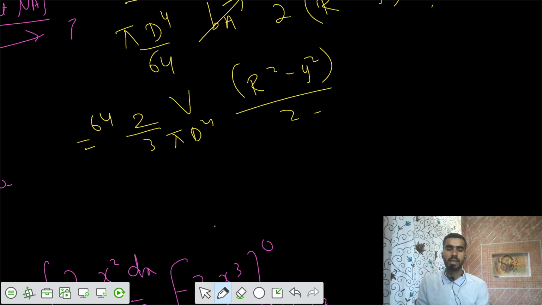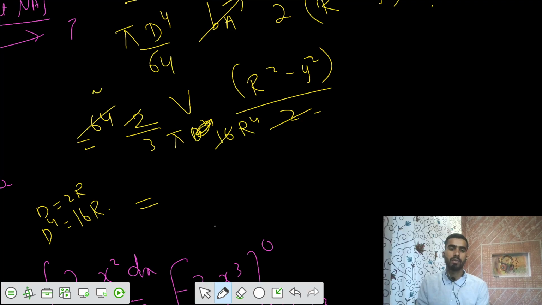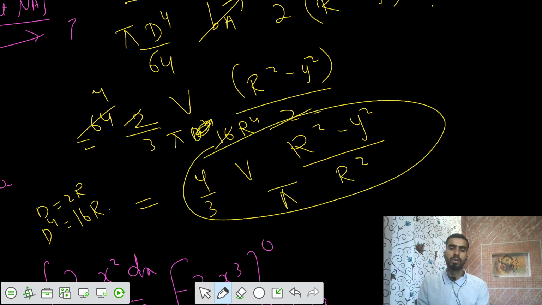And if you take that diameter in terms of radius, we can solve that also. So diameter equals 2r. Similarly your d^4 becomes 16r^4. So 16 ones are 16, fours are... so I got the value of 4 by 3 V (r square minus y square) by r square, and we have one more thing, that's pi. So we got this value.